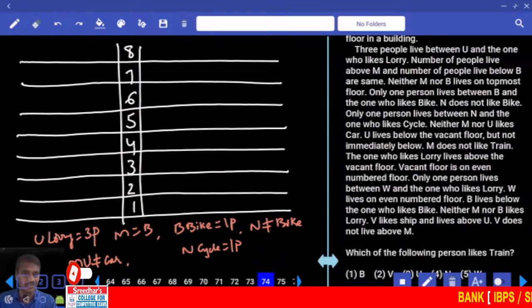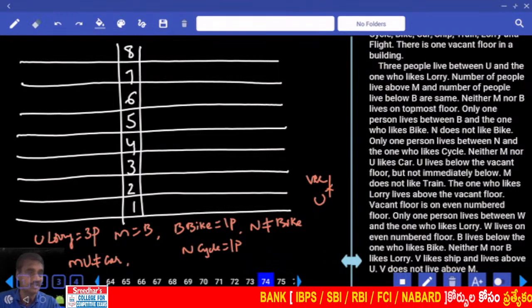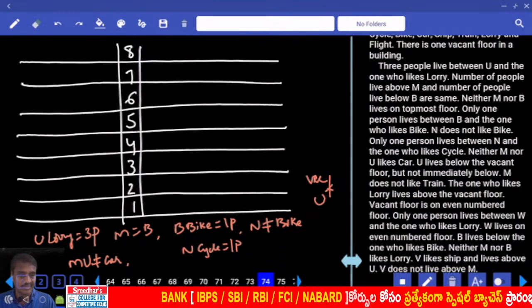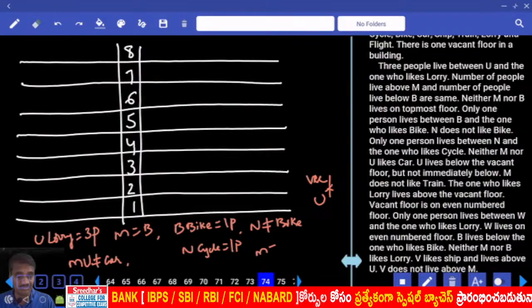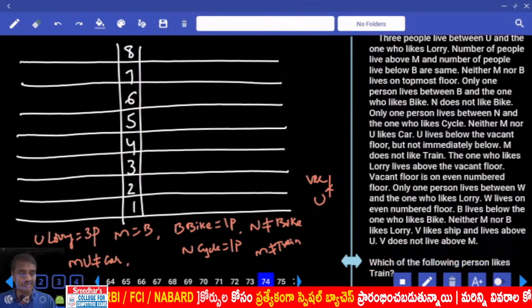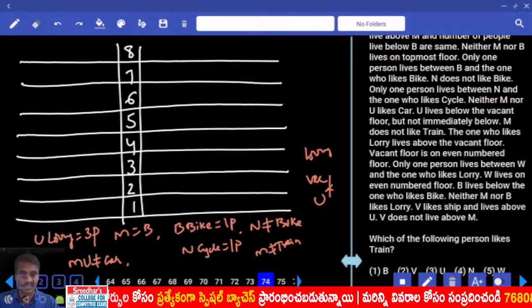U lives below the vacant floor but not immediately below, isn't it? Now, below this vacant floor is U, but not immediate. Clear? M does not like train. M train is ruled out. The one who likes lorry lives above the vacant floor.